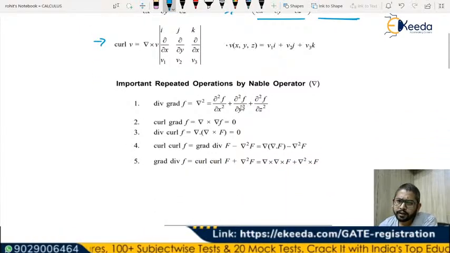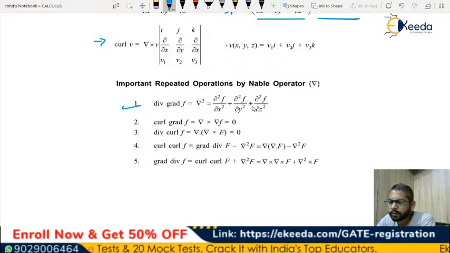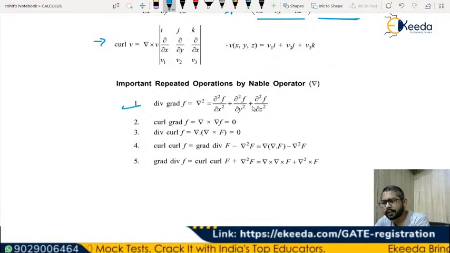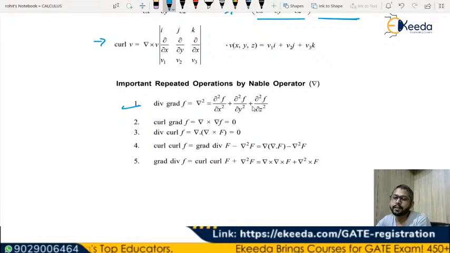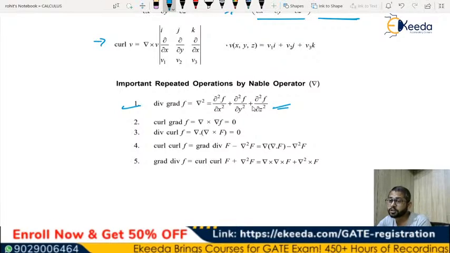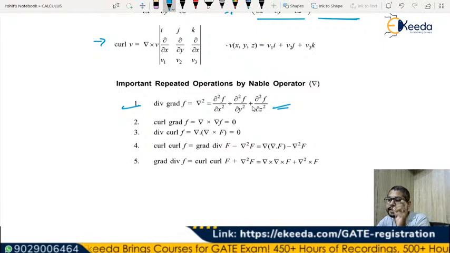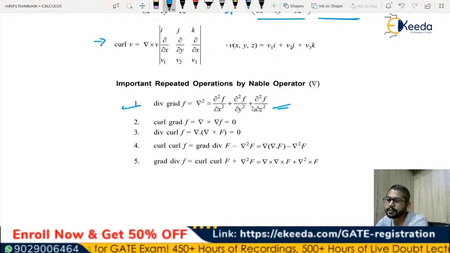Other than that, important results are there, like divergence of gradient can be found like this. Gradient is found for a scalar function and it will be a vector function. Divergence can be found for a vector function and the result is a scalar function. So at the end, this will be a scalar function, and this is possible only if the function f is double differentiable in terms of x, y, and z.